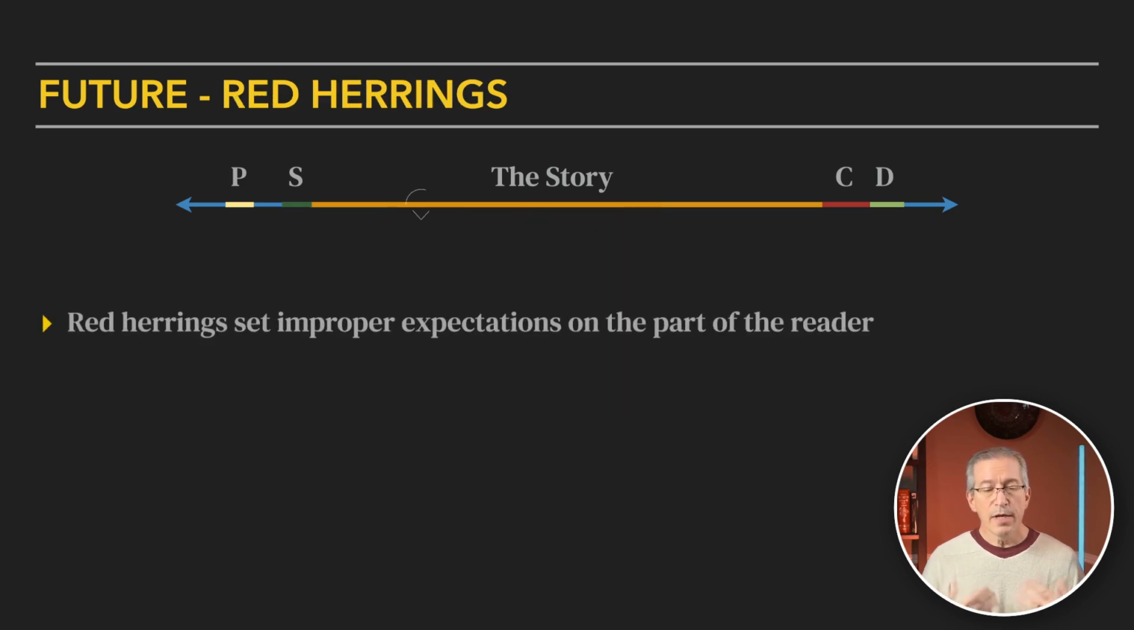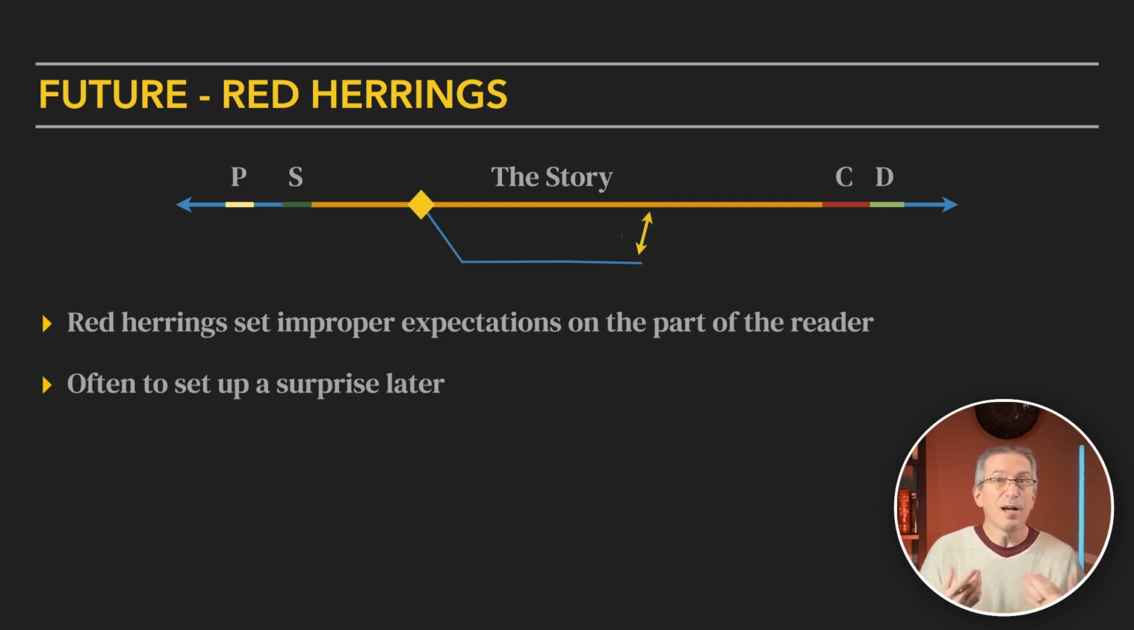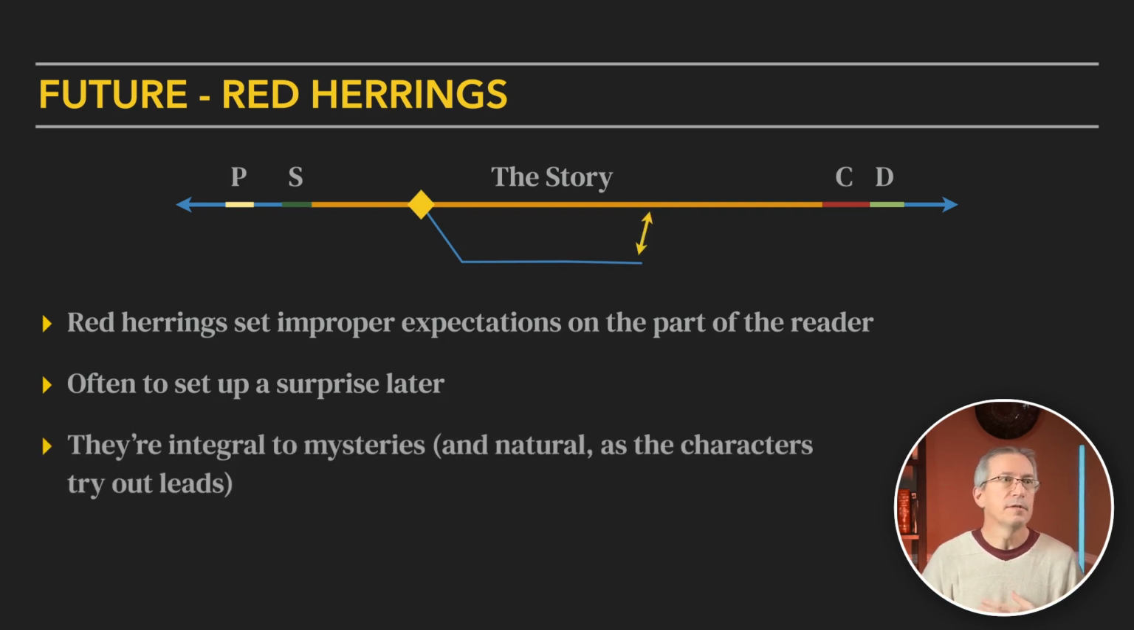Red herrings. Red herrings set improper expectations on the part of the reader, and they're either on purpose or by accident. In mysteries, for example, there are a lot of clues to go through, and you may have some red herrings that are just because there's so much to sift through. But others are done on purpose by certain characters, maybe the antagonist, maybe one of their allies, to foil the heroes, the detective, whoever. They're integral to mysteries and natural as the characters try out different leads to solve the whodunit.